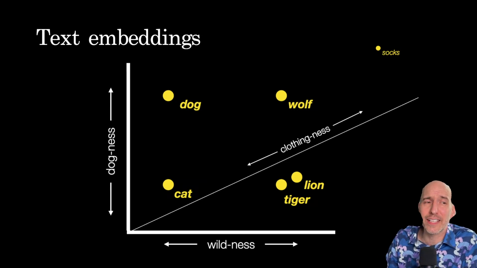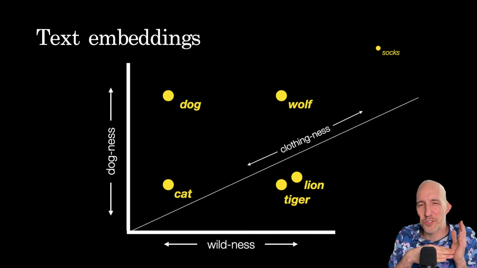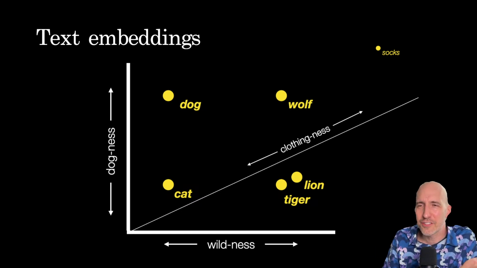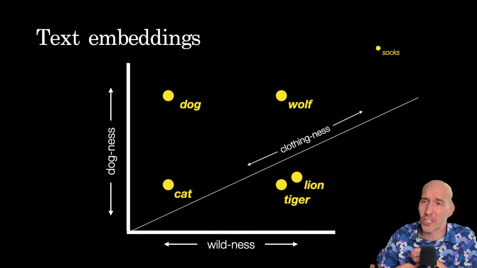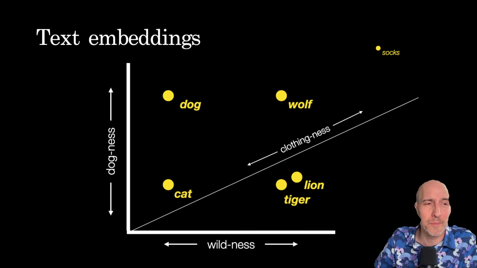If I were to add something like socks to this, though, socks don't really fit those two axes, right? Are socks like a dog? No, they're very not dog-like. They're also very not wild. But putting it next to a cat doesn't really make sense, right? So we need a third axis to go out and put socks on it.